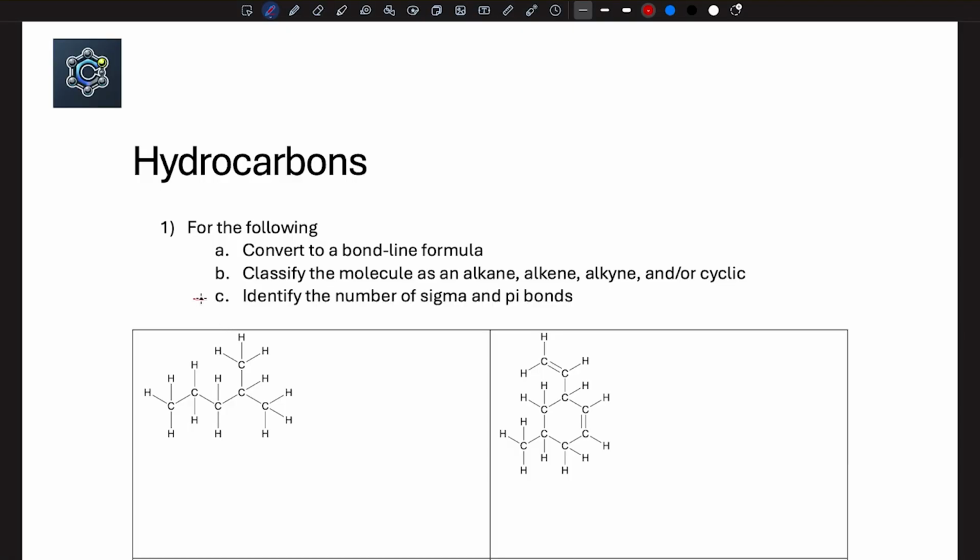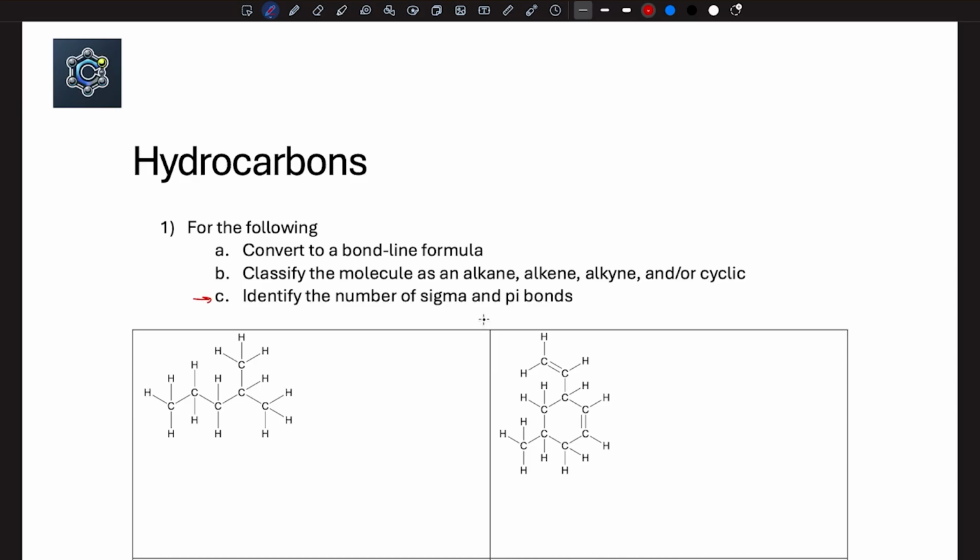In part C of the question, I'm asking you to identify the number of sigma and pi bonds. To be clear, I'm looking for carbon-carbon sigma and pi bonds. If you don't remember, we talked about sigma and pi bonds in the last unit, unit 1. If you feel like you forgot that or want to review it, head back to unit 1, and there's a whole video on it. There's also a video on orbital hybridization and atomic structure, if you feel like you're lacking in those areas.